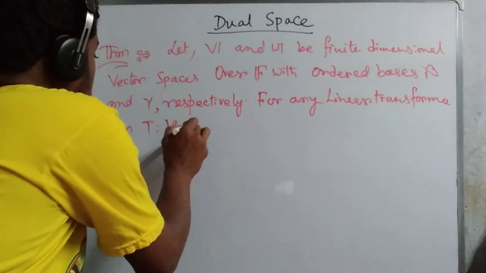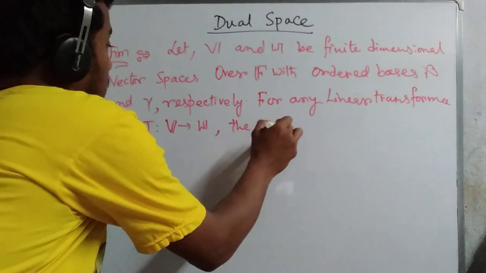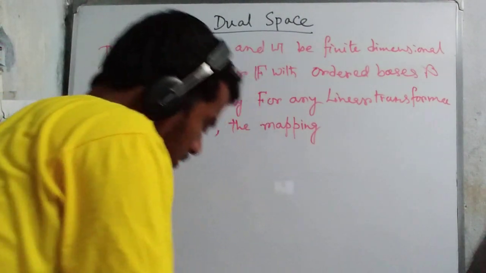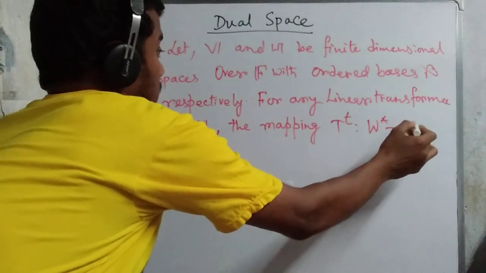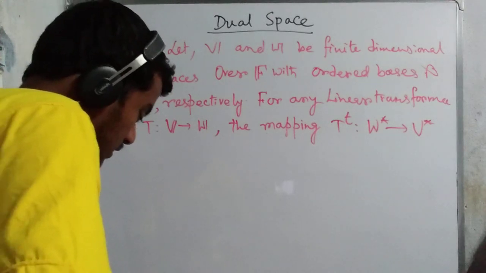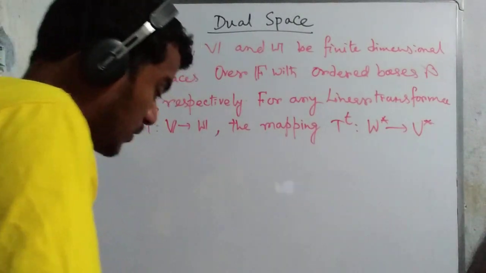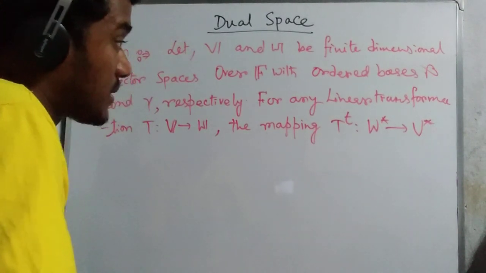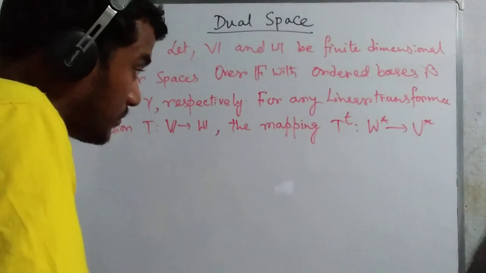from V to W, the mapping T transpose from W star to V star. W star denotes the dual of W, and V star denotes the dual of V. We prefer W asterisk and V asterisk, but we will just call them W star and V star.